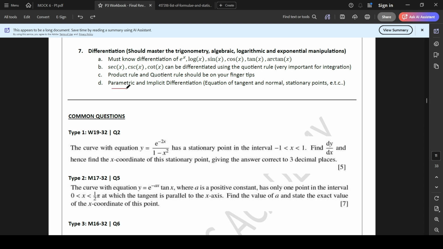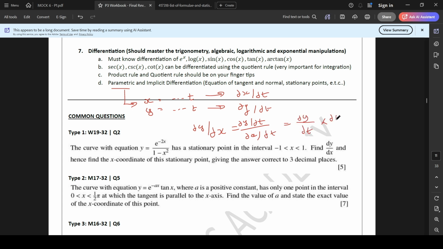The last thing is you should be good with parametric and implicit differentiation rules. In parametric differentiation, if x is given in terms of t and y is given in terms of t, you should know how to find dx/dt and dy/dt. Then if you want to find dy/dx, you can do this using dy/dt over dx/dt, or in the other way, you can write dy/dt times dt/dx, whichever way you are comfortable with. If you're aware of these rules, you can find the differentiation, and once you have it, you can also use it for the application of differentiation.